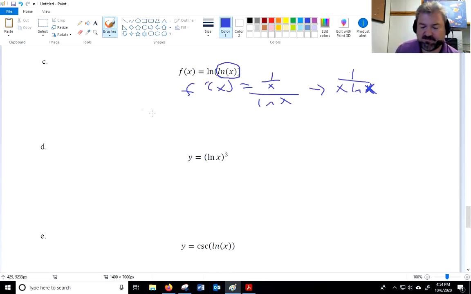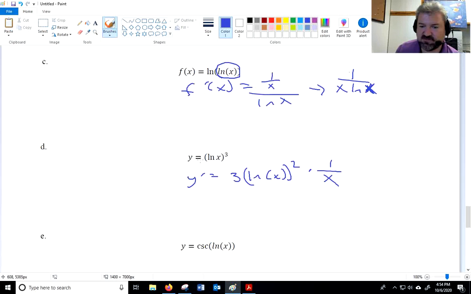All right, we got just a couple more here to do. y prime. Bring down the exponent. 3 times the natural log of x squared times the derivative of the inside, which is u prime over u.